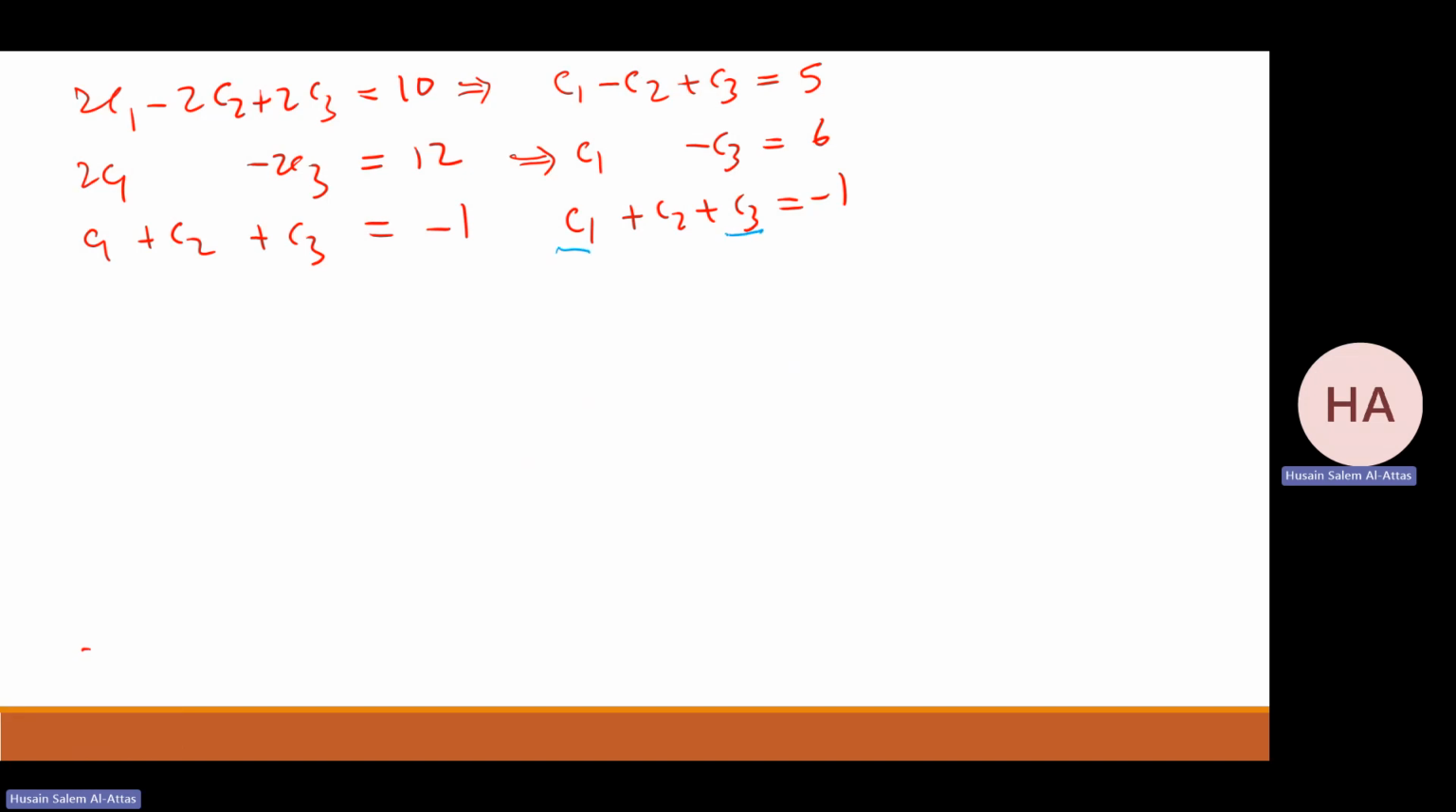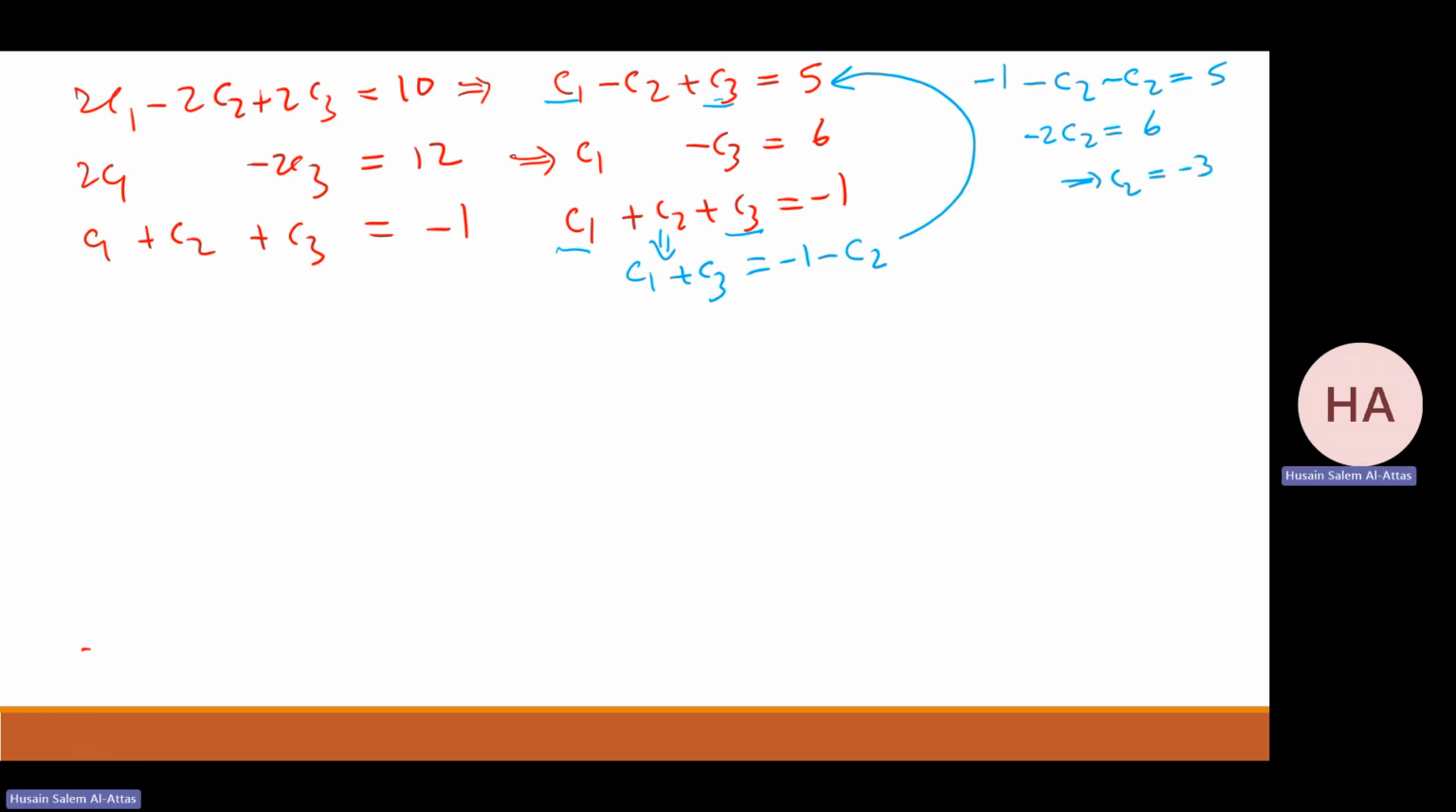I notice here, C1 plus C3, this one gives me what? C1 plus C3 equals -1 minus C2. Then I plug it here. So I have -1 minus C2, which is C1 plus C2 minus C2 equals 5. Now I get rid of everything. So I have -2C2 equals 6. So C2 equals -3. Good.